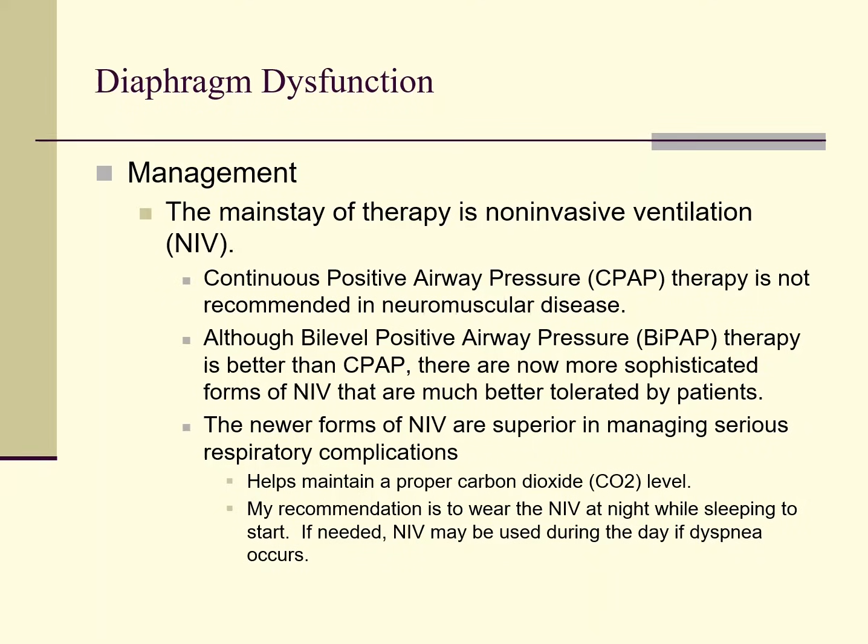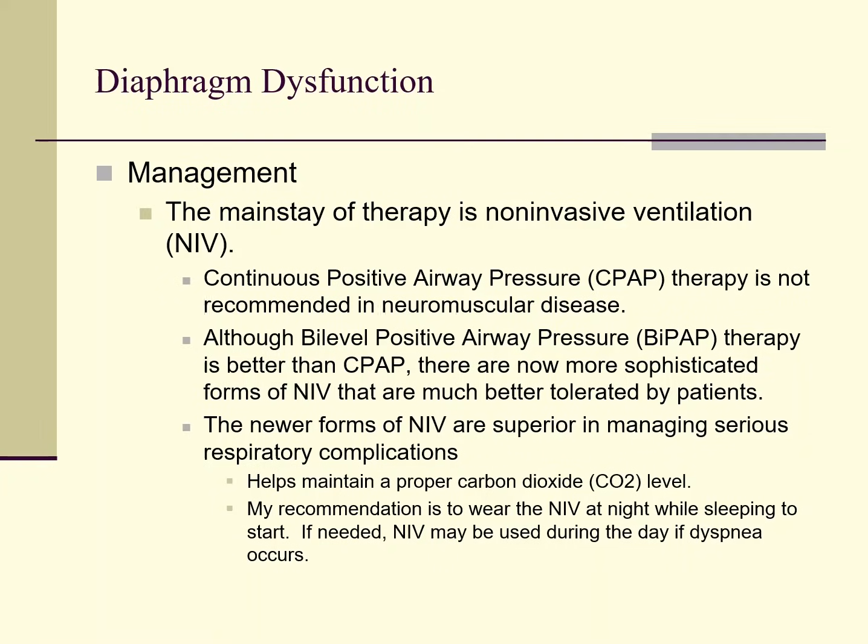I prefer either BiPAP therapy or non-invasive ventilators, and there's a couple that are out right now. One is a Trilogy, the other one is an Astral, but these are more sophisticated devices in helping with shortness of breath in neuromuscular patients.